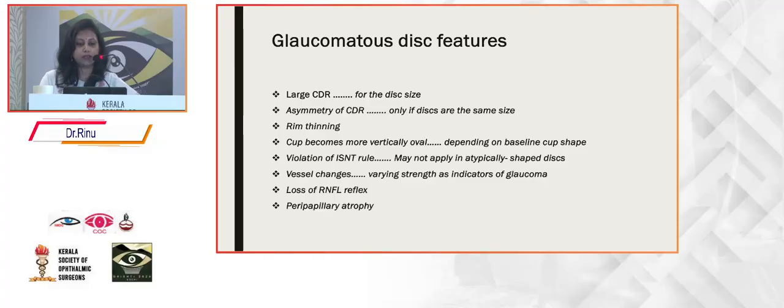So what are the features of a glaucomatous disc? It will have a large cup disc ratio for a given disc size. There will be an asymmetry of cup disc ratio between two discs given the size of the discs are the same. There is NRR thinning. The cup becomes vertically oval. There is violation of the ISNT rule of the rim. There are vessel changes, there is loss of RNFL reflex or a defect, and there is presence or progression of peripapillary atrophy.